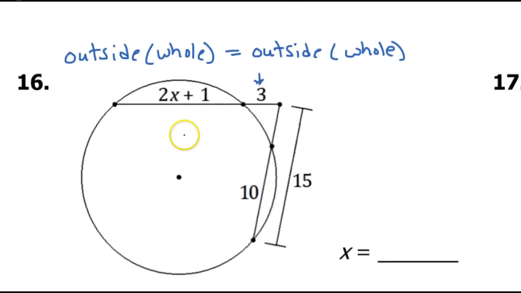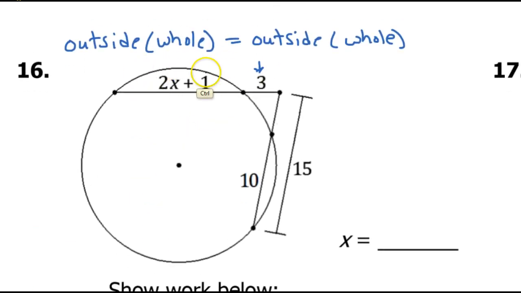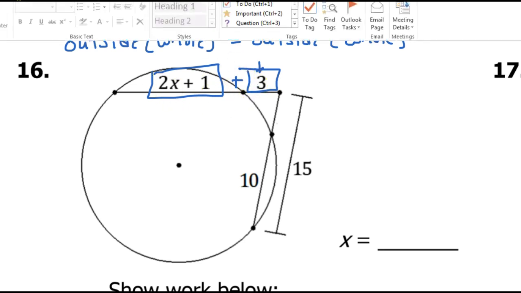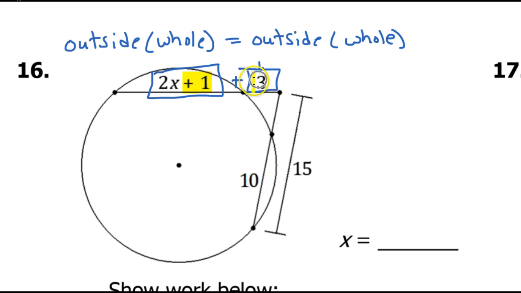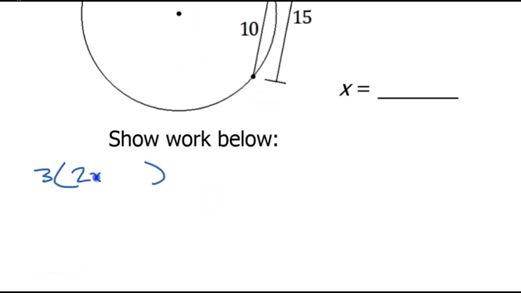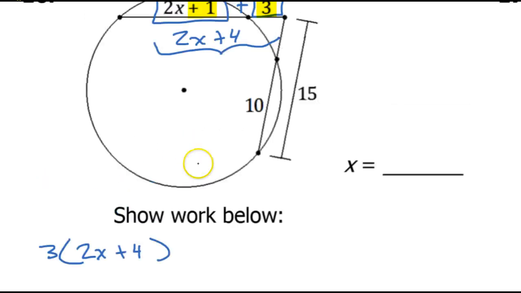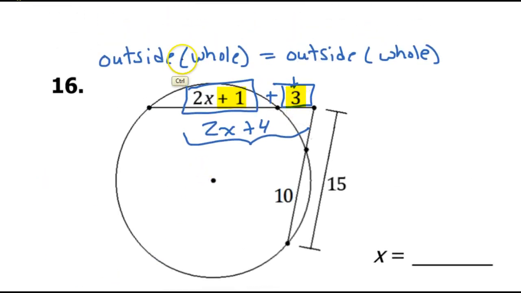Okay, now how about the whole thing? Well, the whole thing, I need to add these. I need to do 2x plus 1, okay, plus 3. I need to add these for the whole thing. But in that case, the 1 and the 3 are now like terms. So this is actually going to make 2x plus 4. All right, that would be an expression for this whole thing. So that's why I'm going to put 2x plus 4 inside of the parentheses, because now that's the outer part times the whole thing.